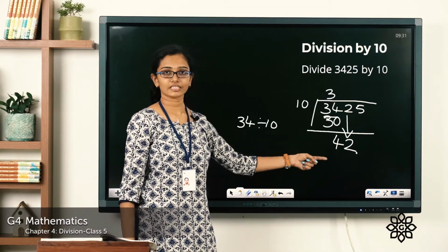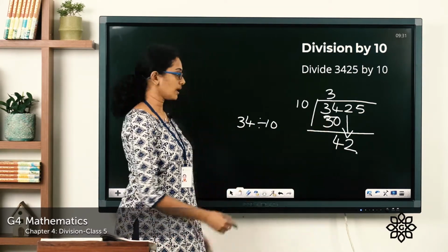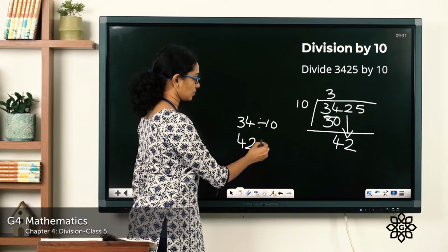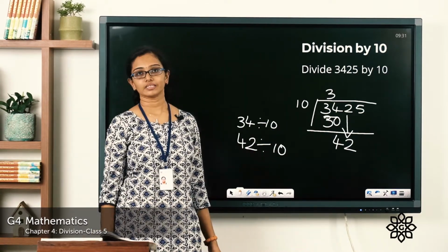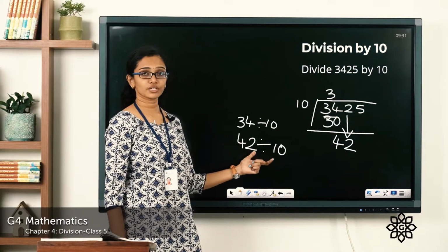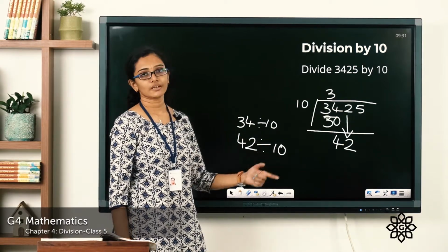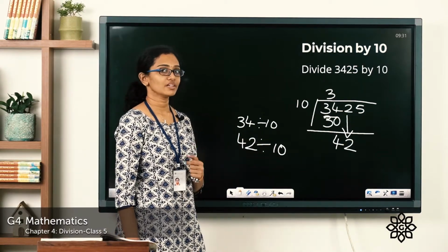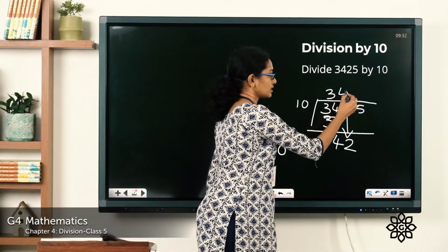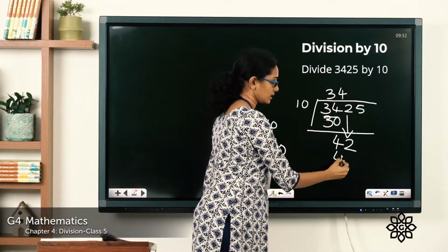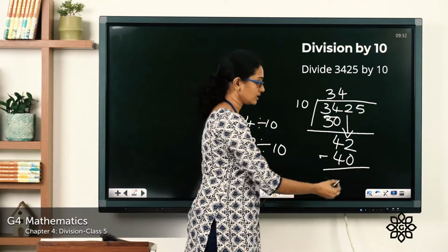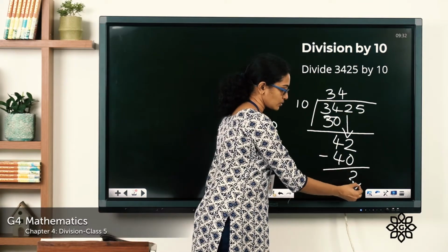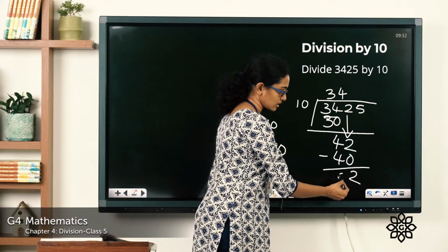Now our dividend is this 42. We have to divide this 42 with this divisor. Now 42 divided by 10. How many 10s will make 42? We know 10 fours are 40. So let's take 4 here. Now 4 into 10 is 40 here. Now we subtract 42 minus 40. That gives us 2 minus 0, 2. 4 minus 4 is 0.